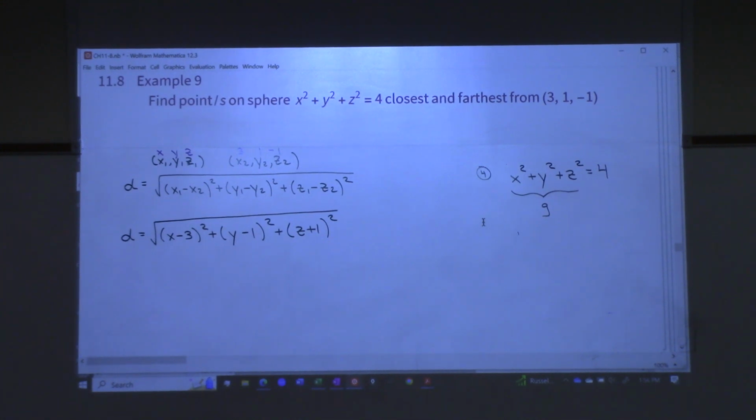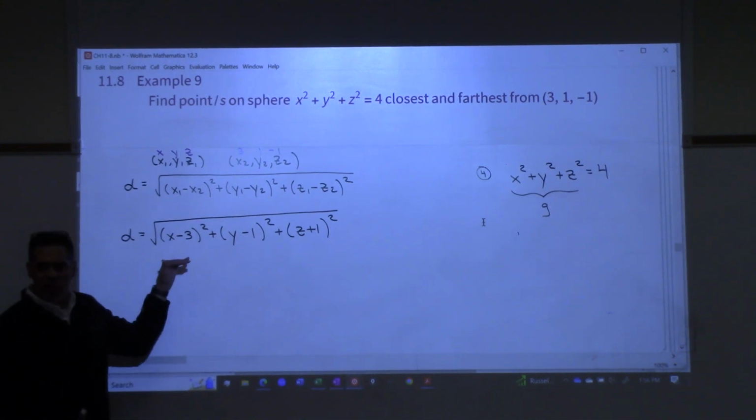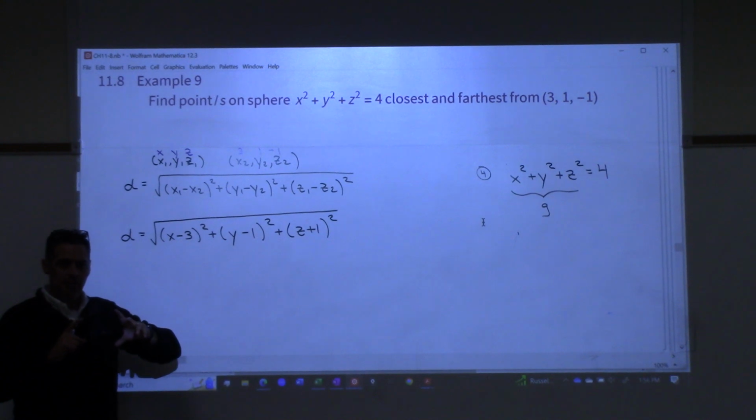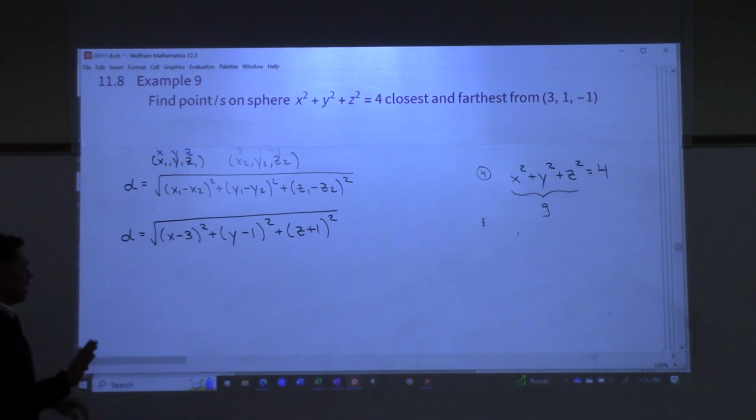All right. Is this a function of 3 variables? Could this be our little f? Yeah, it could be, right? Now, we have to make a decision as a class right now. From calculus 1, when you're trying to minimize or maximize a distance, you can actually, instead of looking at the distance, look at the distance squared.